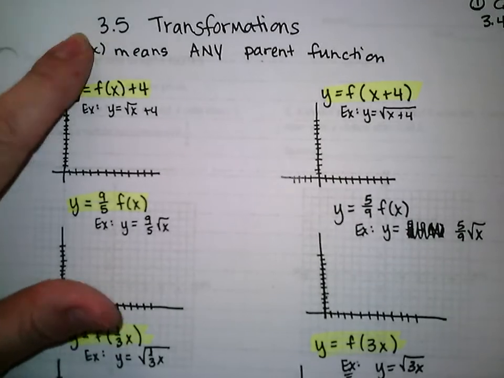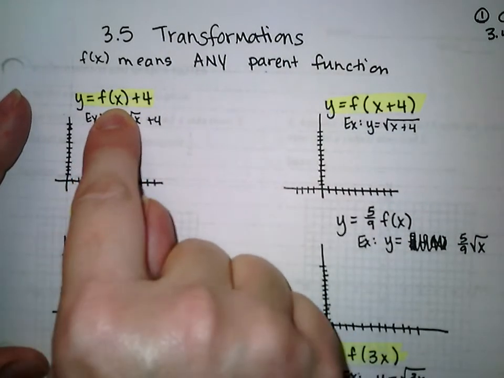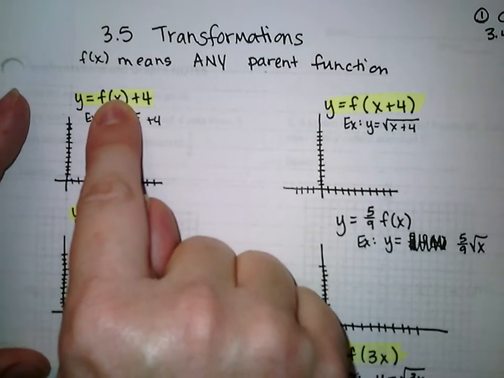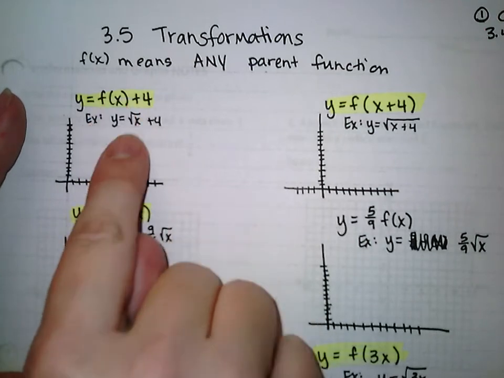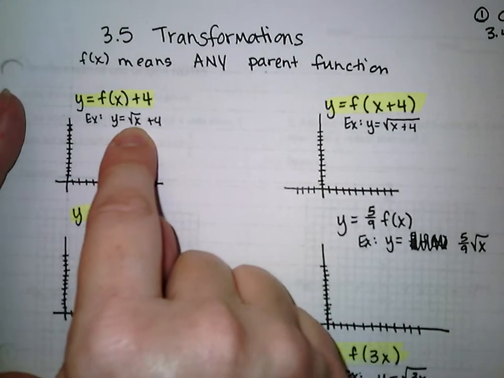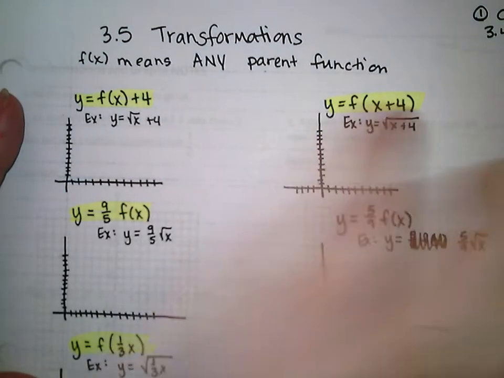So remember that f of x is going to mean any parent function. So like if I say y equals f of x plus 4, replace f of x with any of the parent functions like square root, x squared, any of those. So I'm just going to be working each time on this page with the square root of x so you can see the difference between each of the graphs and what those transformations do.